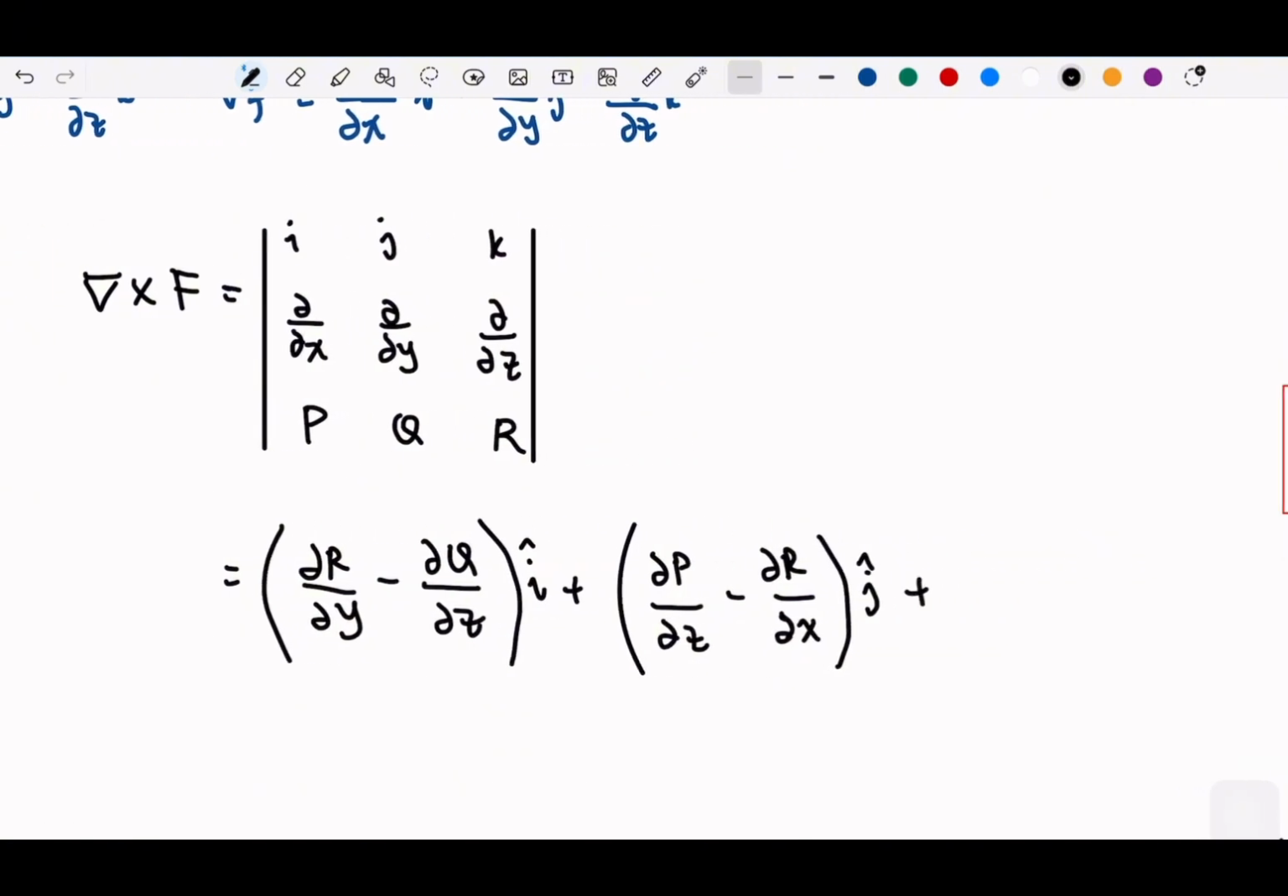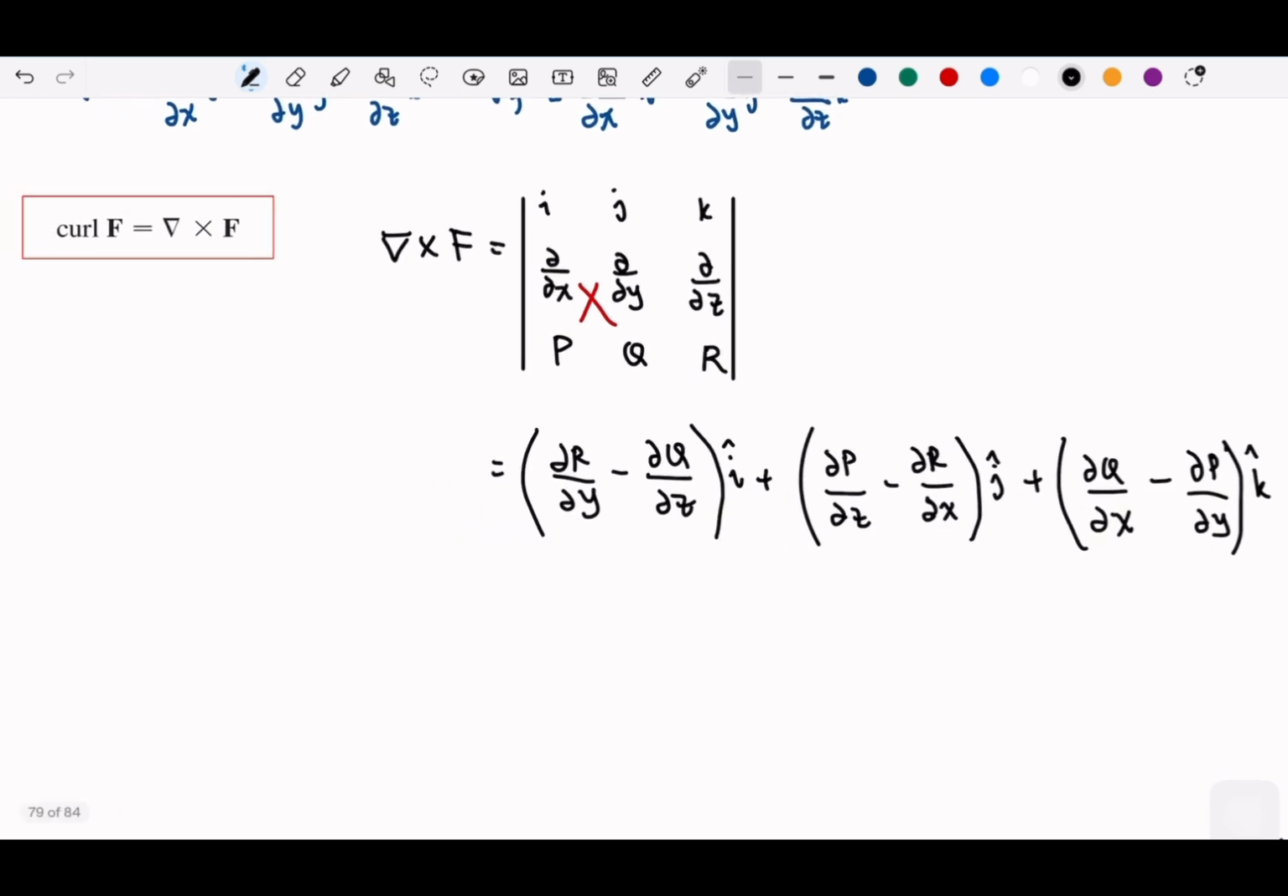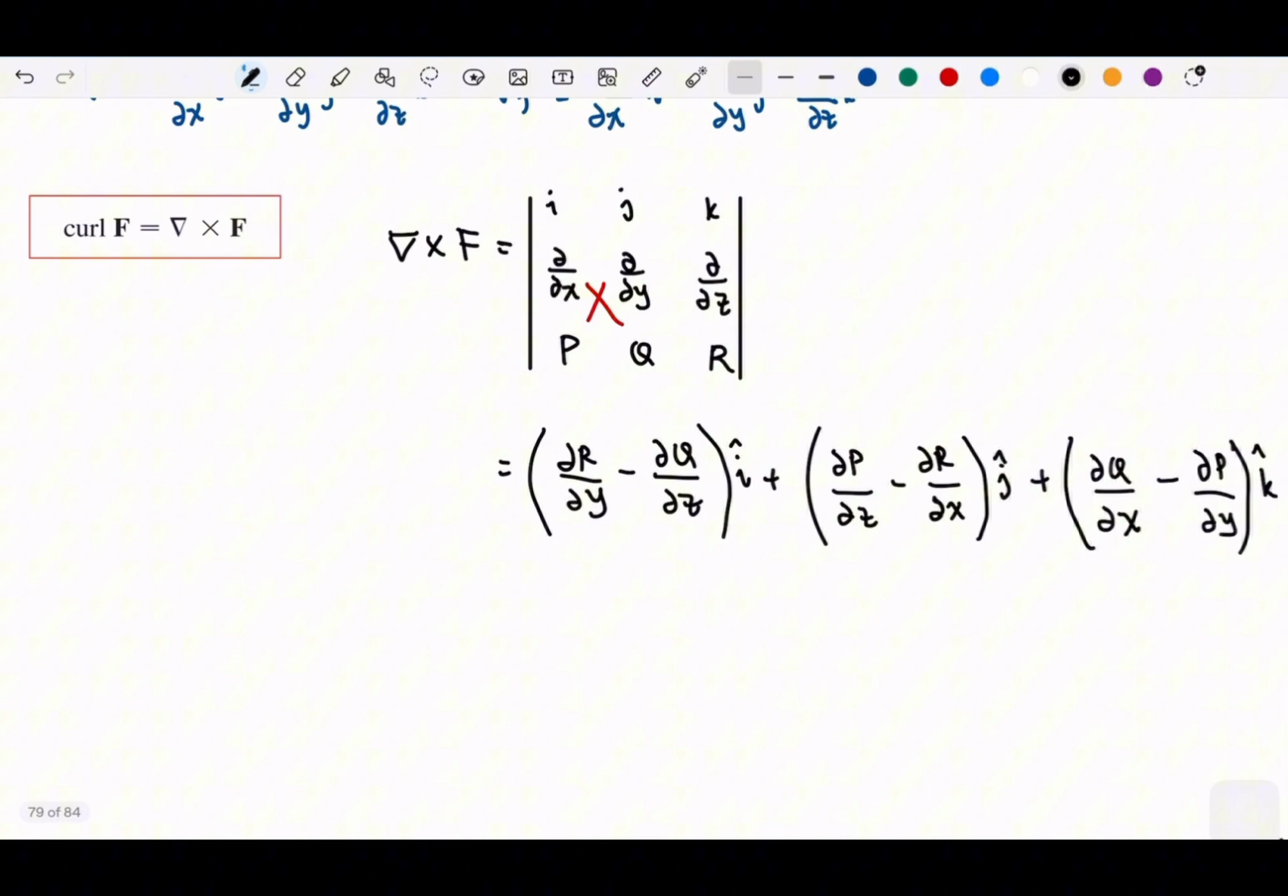And then the last one is for k. So this and that, right? So that will be dou Q dou x minus dou P dou y. And then k. So I think this is an easier definition to remember. So you can have the del cross F. So that is the curl F.